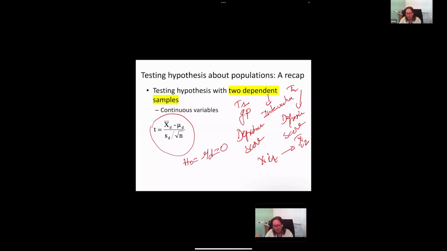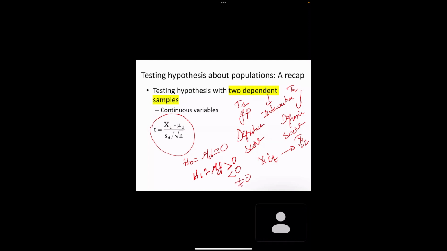What this means is that under H0 there is no difference between before and after, and H1 would be mu of d, depending on what you are testing, could be greater than 0, less than 0, or could be different than 0. Okay, any questions? Doctor, just to make sure, the H null is always equal to the other, and the H1 we put either greater or less.